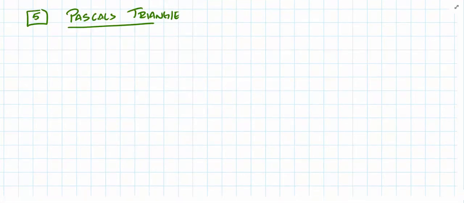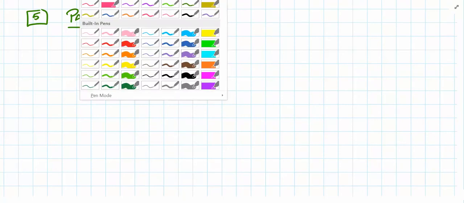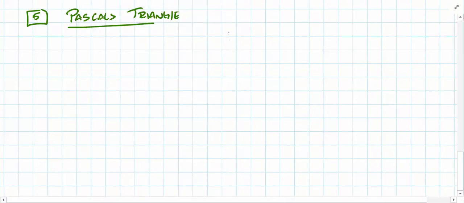All right, the next little bit of information that we're going to talk about when talking about the binomial theorem is Pascal's triangle. I think many of you have seen this before. Pascal's triangle looks like this. It is 1, and then 1, 1, and then 1, 2, 1, 1, 3, 3, 1, 1, 4, 6, 4, 1, and so on and so forth.